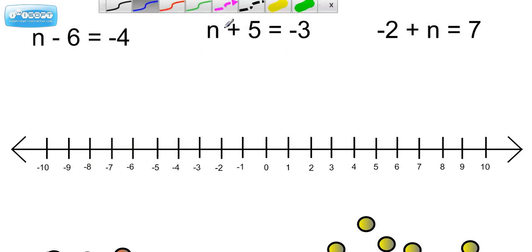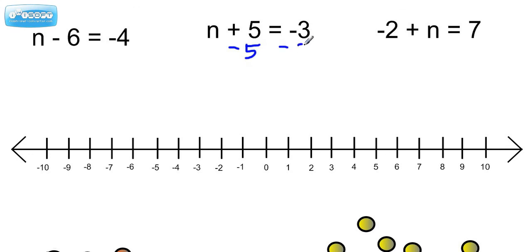Now let's take a look at how we might use algebra to solve the same problem. The inverse of adding 5 is subtracting 5. We would subtract 5 from both sides of the equation. This would cancel out. And then you'd have to ask yourself, what do negative 3 and negative 5 combine to be?